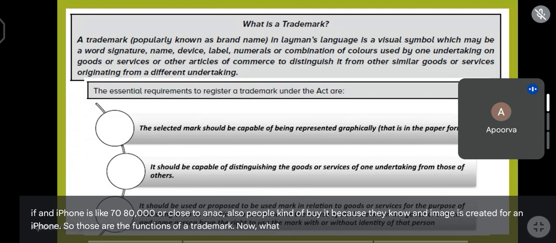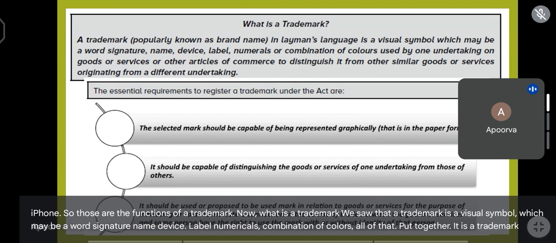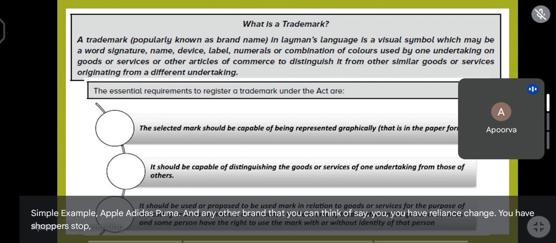Now, what is a trademark? We saw that a trademark is a visual symbol which may be a word, signature, name, device, label, numerals, combination of colors, all of that put together. Simple examples: Apple, Adidas, Puma, and any other brand that you can think of. Say you have Reliance Trends, Shoppers Stop, Lifestyle. Everybody has their own brand, and everybody has registered their own brand.